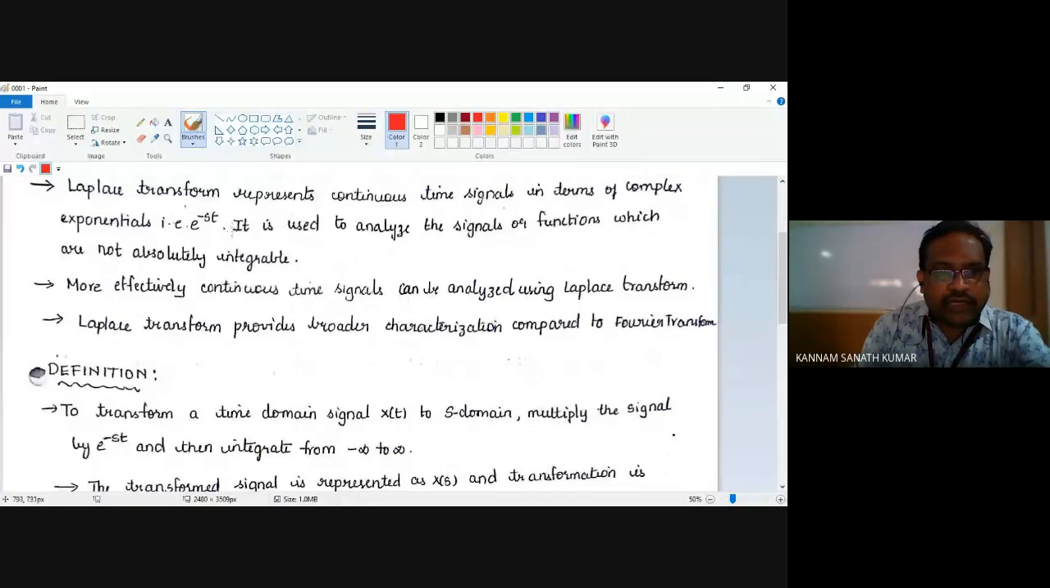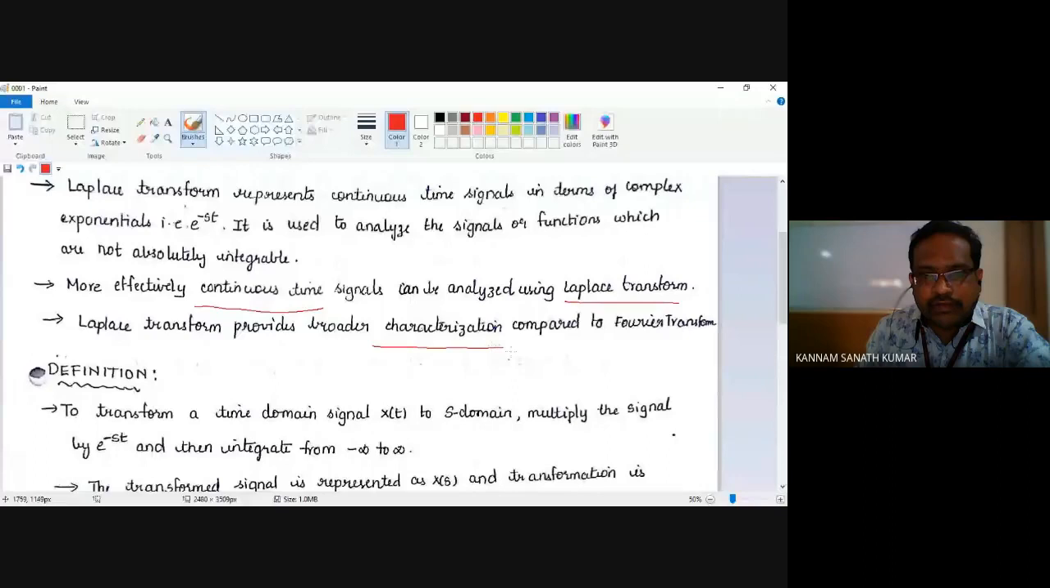So here, more effectively, continuous signals can be analyzed. All types of continuous signals can be analyzed by using the Laplace transform. This Laplace transform provides a broader characterization compared to the Fourier transform. As I told you, some signals like e power at cannot have the Fourier transform applied, because they are not absolutely integrable. A signal should satisfy some conditions to apply the Fourier transform. So for whatever signals are not absolutely integrable, we can apply the Laplace transform.